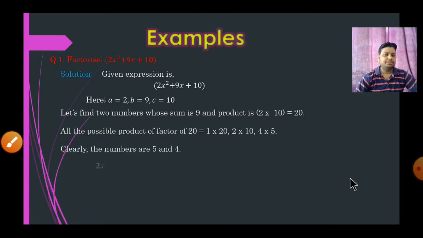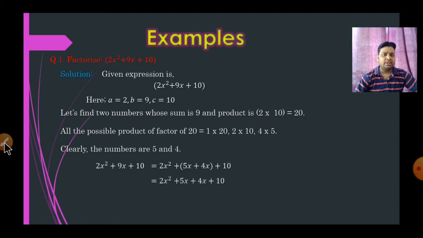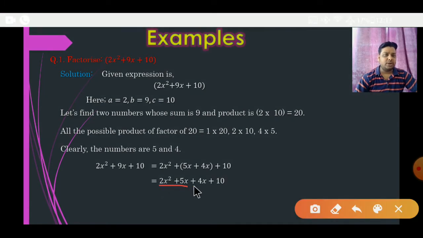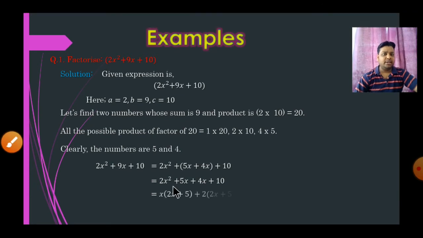Now it will be 2x square plus 5x plus 4x plus 10. Remove the bracket and you get two pairs: 2x square plus 5x, and 4x plus 10. Now what is common between these terms? In the second pair, 4 and 10 are constants, with a common factor 2. In the first pair, x is common, so we take x as common and 2x plus 5 is left. Here we take plus 2 as common, then 2x plus 5 is left.